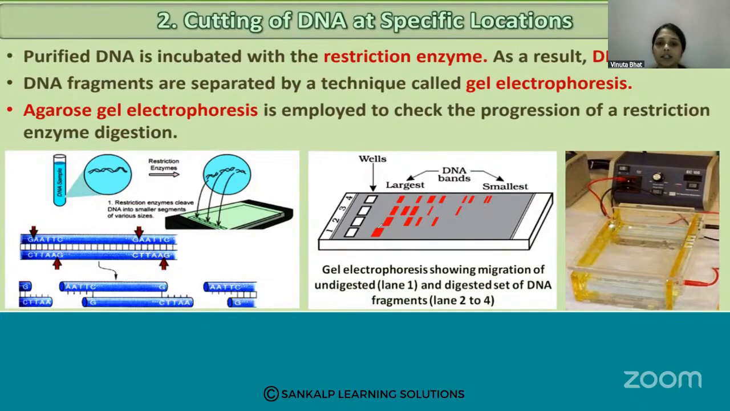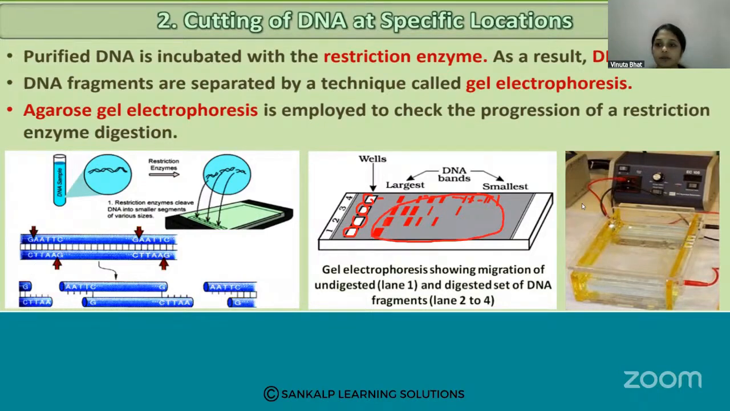In this gel electrophoresis, the smaller fragments... here these are the wells where we keep the DNA samples. When we apply the electric field, the smallest DNA molecules move towards the anode very fast, and the larger ones move very slowly towards the positive side. So here you will get the separation of the DNA molecules.